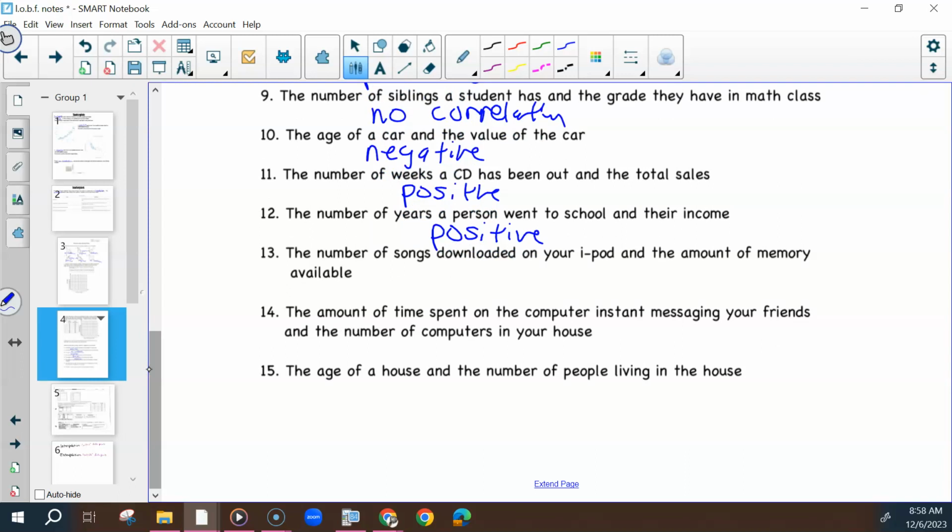The number of songs downloaded on your iPod, I didn't make this, and the amount of memory available. Negative. The more songs you download, the less space you have. Yeah, okay, negative. I was about to contradict myself, sorry. The amount of time spent on your computer instant messaging your friends, and the number of computers in your house.